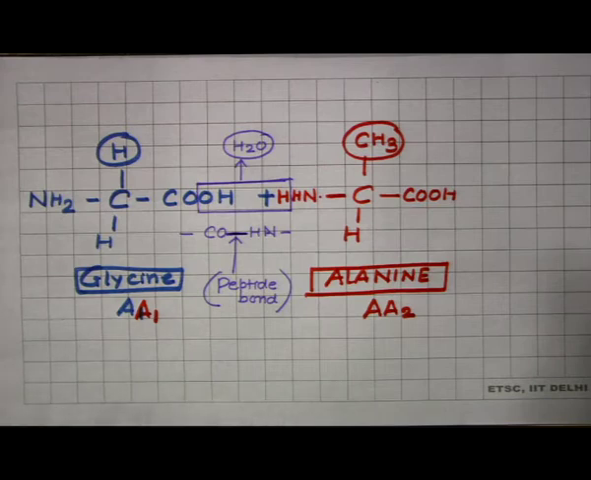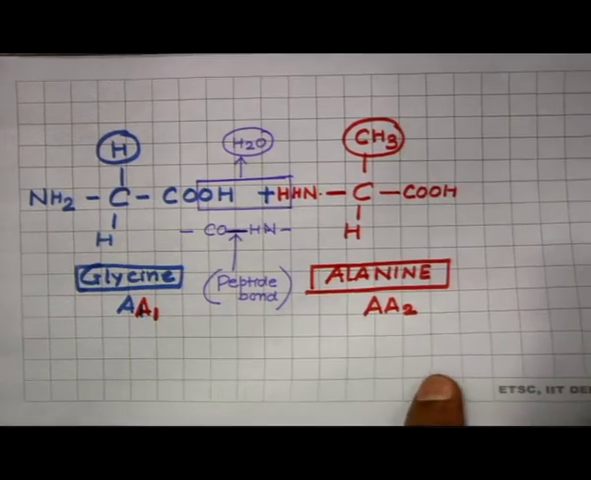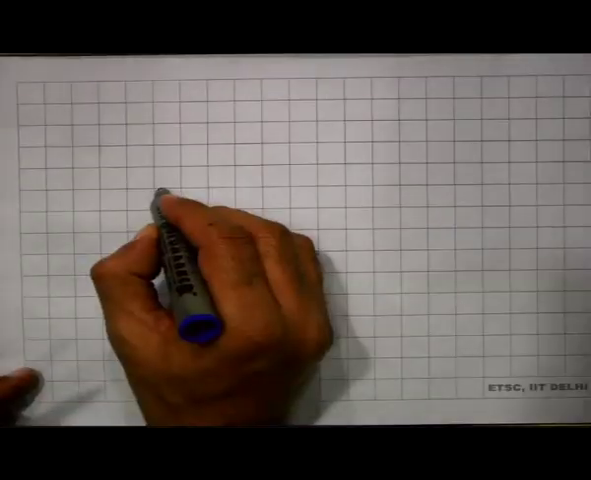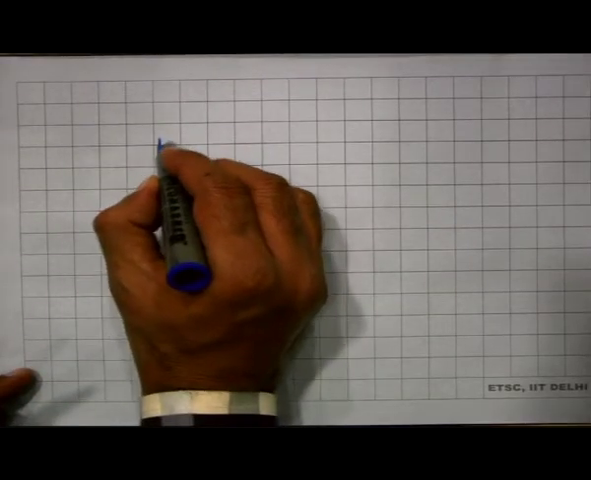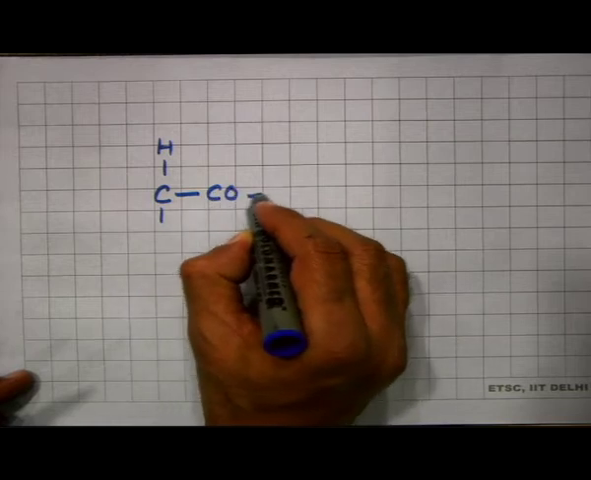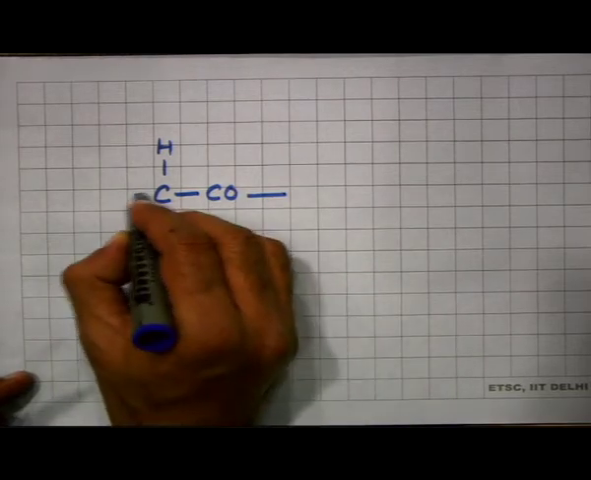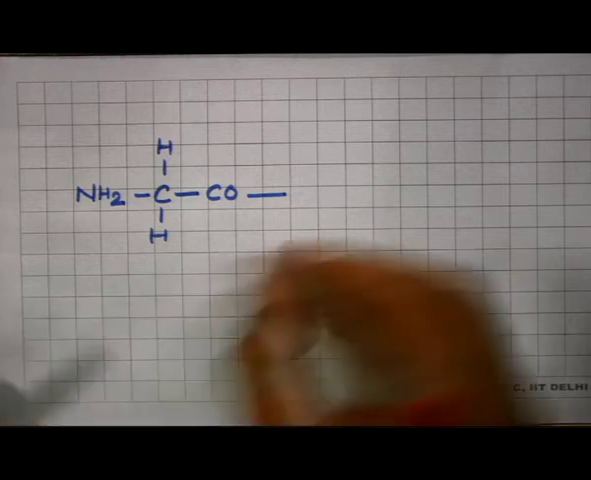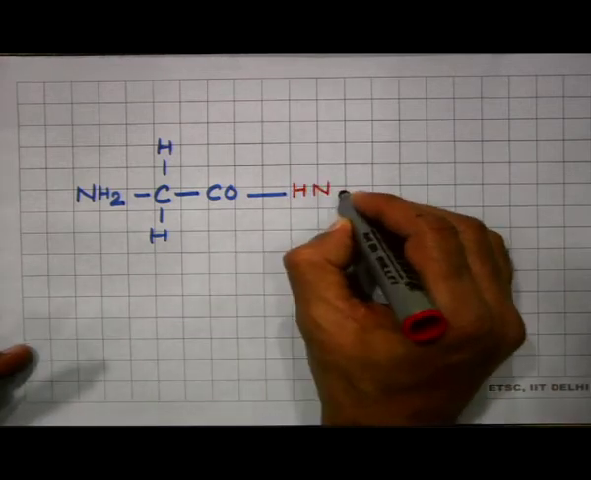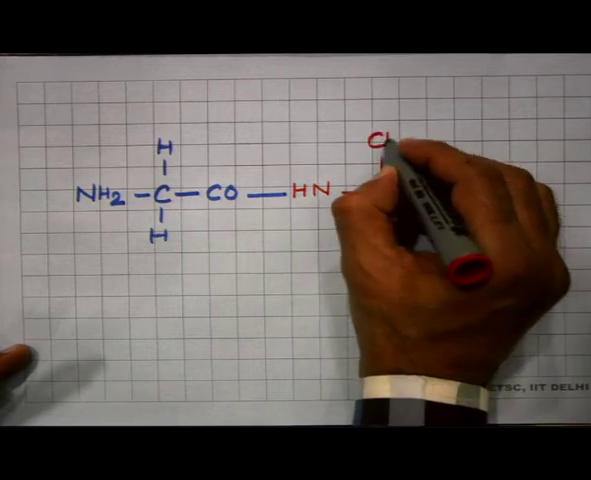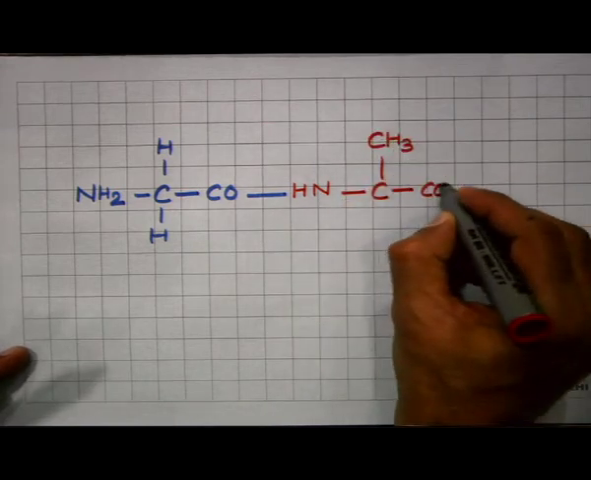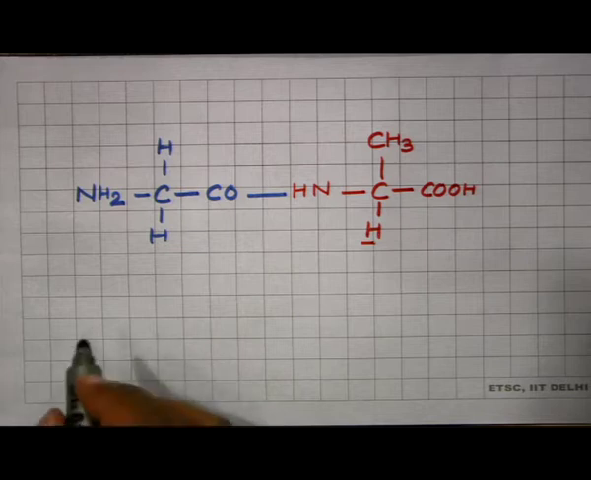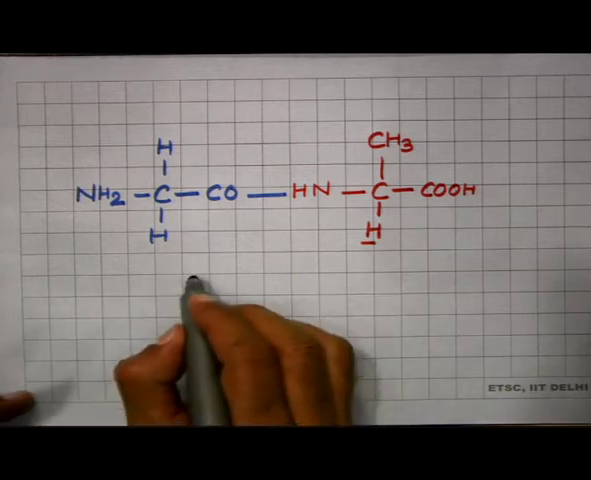Okay. Now, we can write this structure in a similar way and name it. So, we can easily write this one: H, CO, H, NH2, here is HN, C, here is the CH3 methyl group, here is the COOH group, here is H. So, this part is glycine, which we can abbreviate as glycyl.